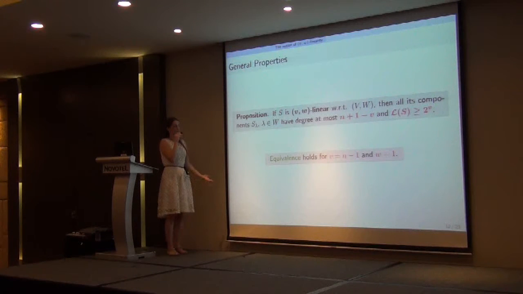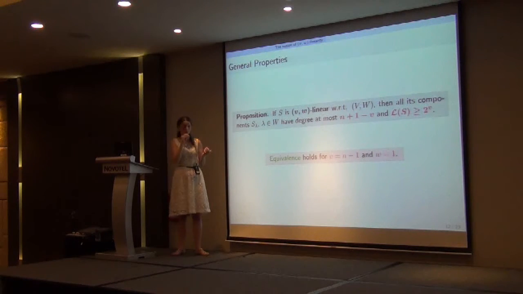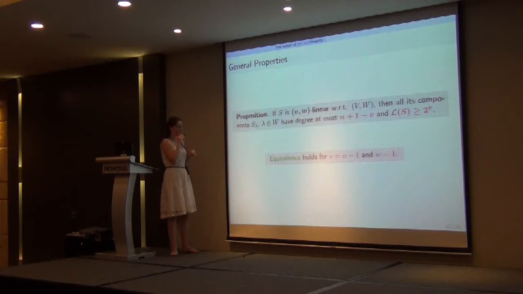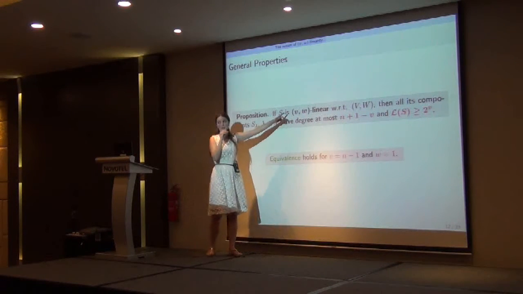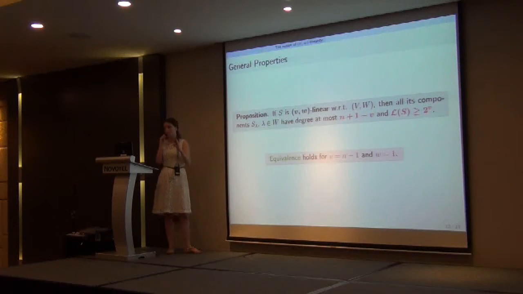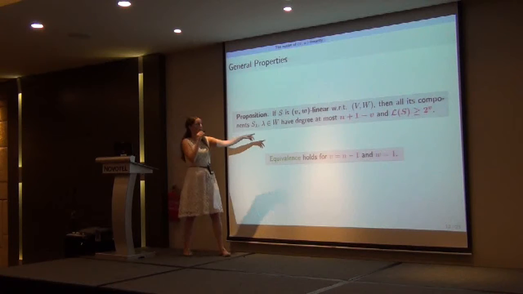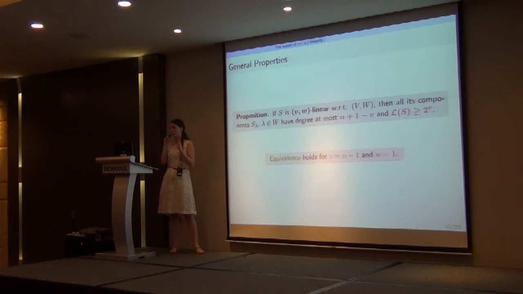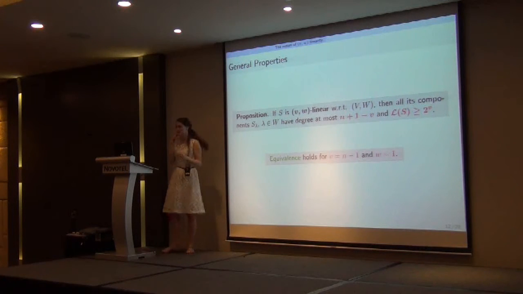Of course, a function that is VW linear has some consequences on its algebraic degree and on the nonlinearity of the function. So we can prove that for a function that is VW linear, its components have degree at most n plus 1 minus v, where v is the dimension of the input space, and the linearity is greater than or equal to 2 to the v. So we see that if the value of v is big enough, the degree decreases and the linearity increases. The converse does not hold in general. That means that if we have a function with this degree and this linearity, it will not mean that the function is VW linear, but the equivalence holds for the special case where v is equal to n minus 1 and w is equal to 1.